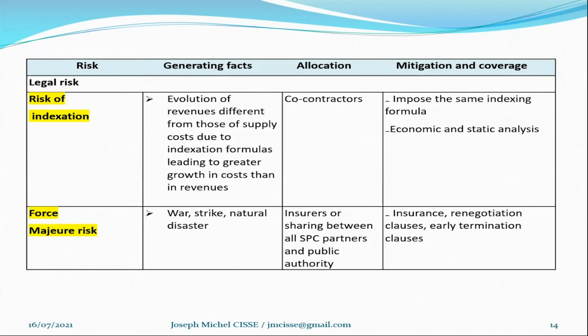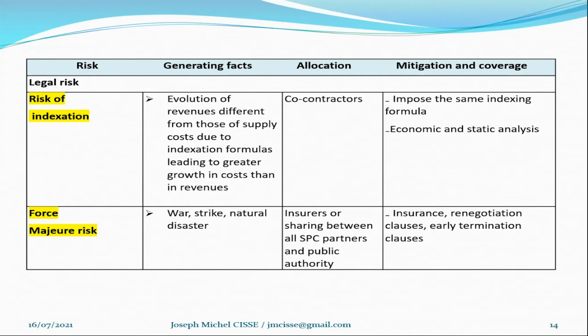Risk of indexation. This is the legal aspect of the risk as we present. Here we have evolution of revenues different from those of supply costs due to indexation formulas leading to greater growth in costs than in revenues. Mitigation: co-contractors impose the same indexing formula, economic and statistical analysis. These are all the mitigation for risks of indexation.